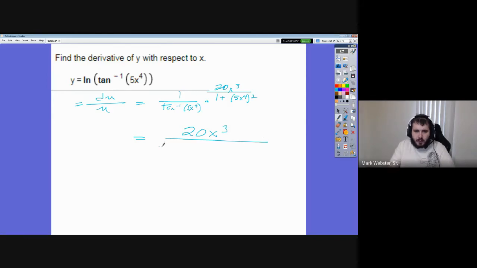times tangent inverse of 5x to the fourth times 1 plus, and then I'm going to square this. 5 squared is 25. X to the fourth squared is x to the eighth. And voila, I am finished. And again, there's no need to do any more with that. There's no simplification that can be done. So just leave this as it is.